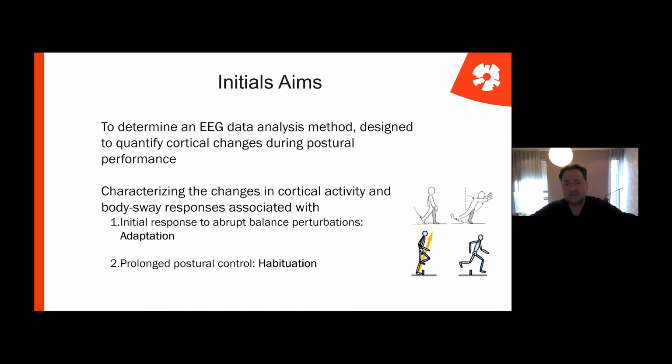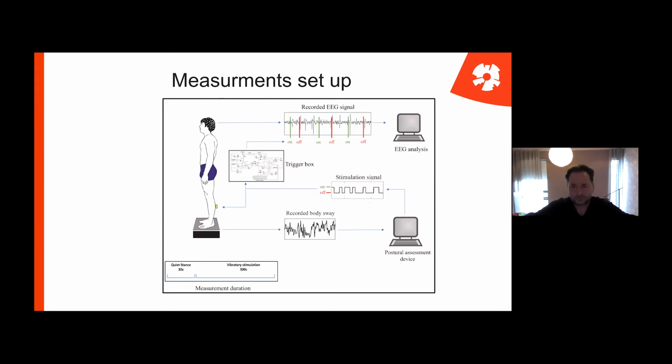So the initial aim is to design a method to quantify cortical changes during postural control performance. And more specifically, we wanted to assess two different phases of postural control. The initial response to sudden abrupt balance perturbations, which is defined as adaptation. And the second, when prolonged postural control takes place, so when this stimulus is continued again and again, and then finally we get habituated to it. Okay, so these are the two segments of postural control that we want to measure.